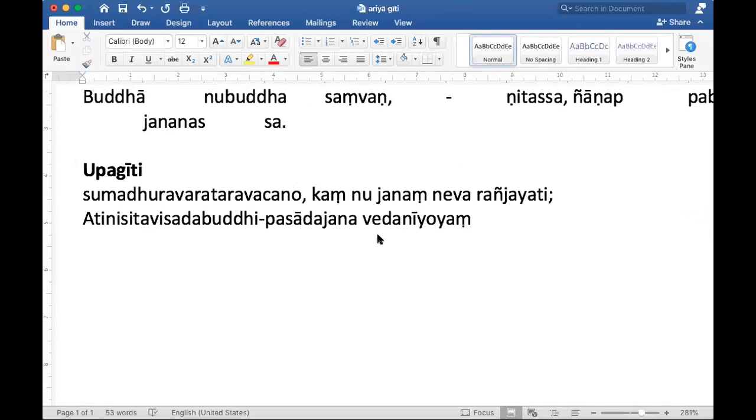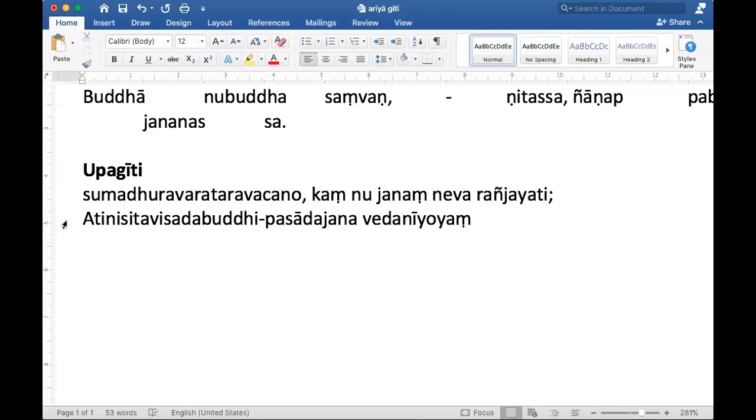Pagiti. Sumadhura Vara Tara Vachano Kangnu Janang Neva Ranjayati. Ati Nisita Visada Buddhi Pasada Jana Vedaniyo Yang. So that is the verse.